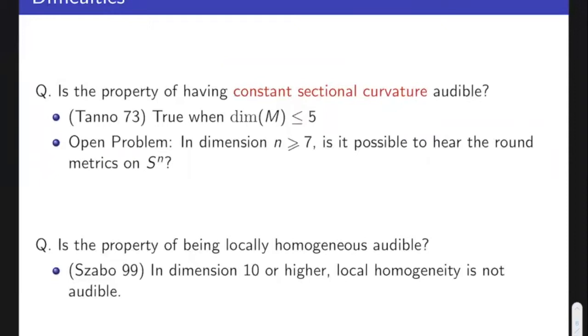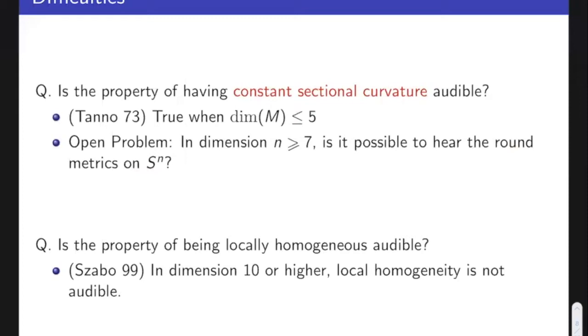This problem is extremely difficult. On the positive side, we can ask, is the property of having constant curvature audible? And there is a result from about 50 years ago saying that this is true when the dimension of the manifold is less than or equal to 5. And for higher dimensions, in dimension n greater than or equal to 7, we don't even know whether it's possible to hear the round metric on S^n. So it's quite hard to prove this kind of result.